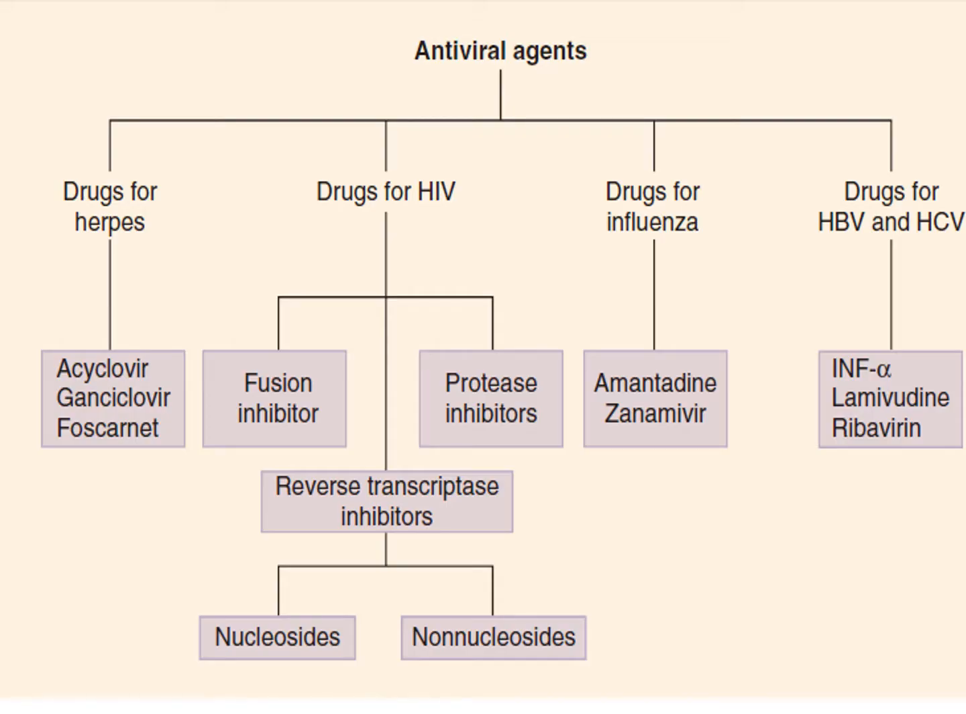This is a flow diagram showing the distribution of various antiviral drugs, and let's have a look. We have covered the drugs for herpes, for influenza, for hepatitis B and C, and we started with HIV yesterday, in which we have covered RTIs, and the RTIs were of two types: nucleoside and non-nucleoside derivatives, and today we'll be covering the rest of them.